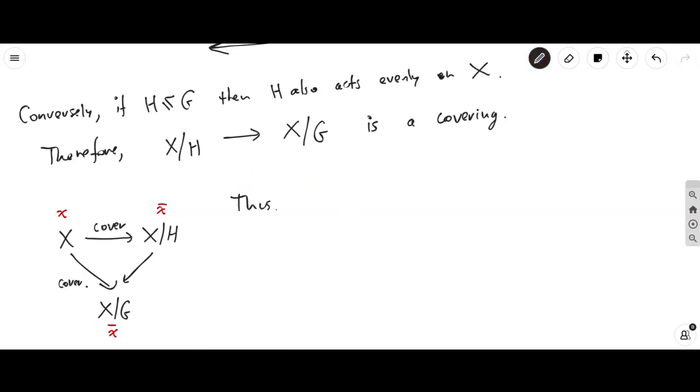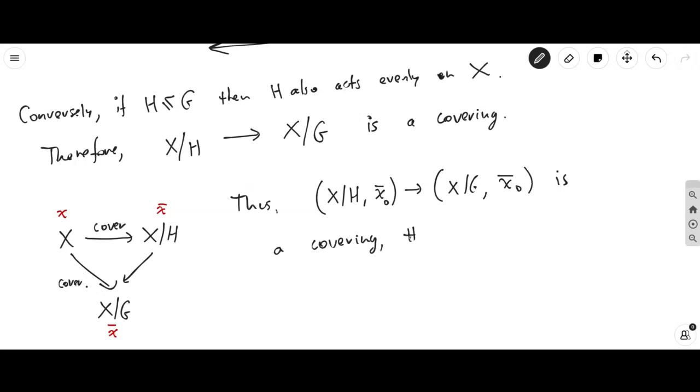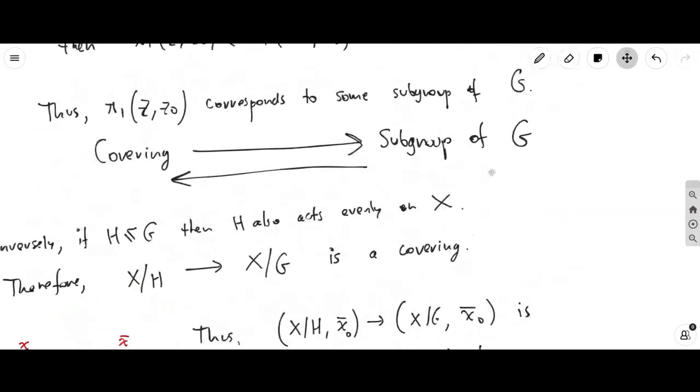So thus, X mod H, let's include the base point here, X mod G is a covering, and the number of sheets is equal to the index of H in G. That's the way you write it. So how many cosets you have, that would be the number of sheets for the covering. So this is what we're saying.